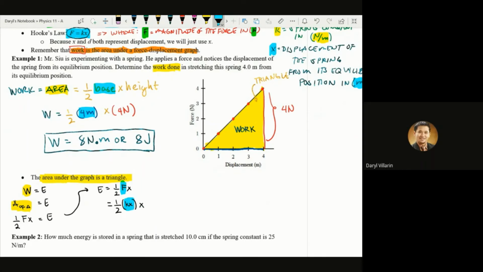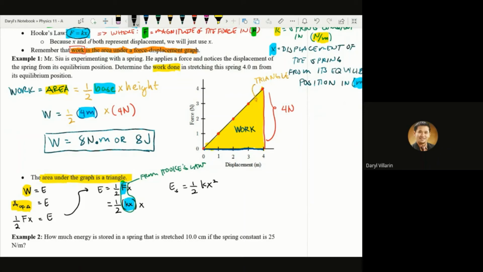Remember that again, this is from Hooke's law. Okay, that is coming from Hooke's law. So I can rewrite my E. Actually, the energy stored in a spring is equivalent to 1/2 kx squared.